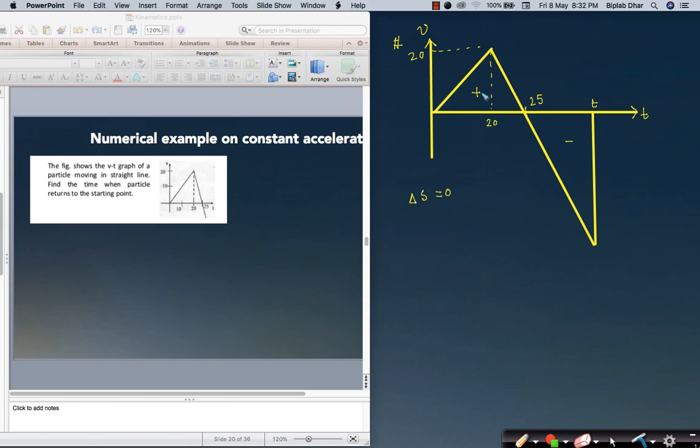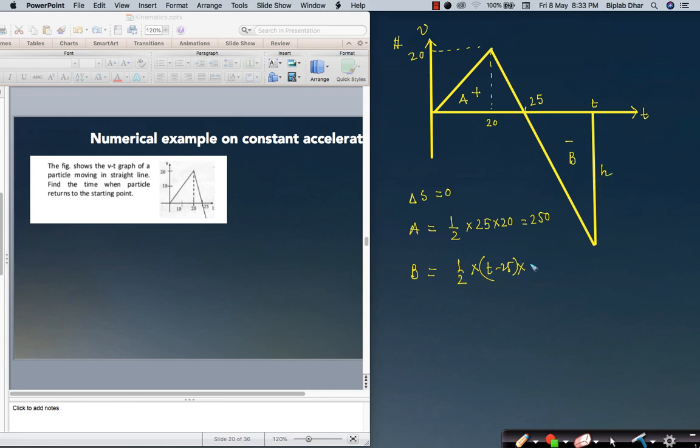What is the area of this first triangle? Let us suppose it is A and the second triangle is B. Area A is equal to half into 25 into 20, which is 250 square units. Now I can find the area B in the same way. Area B will be half into (t minus 25) multiplied by this height.